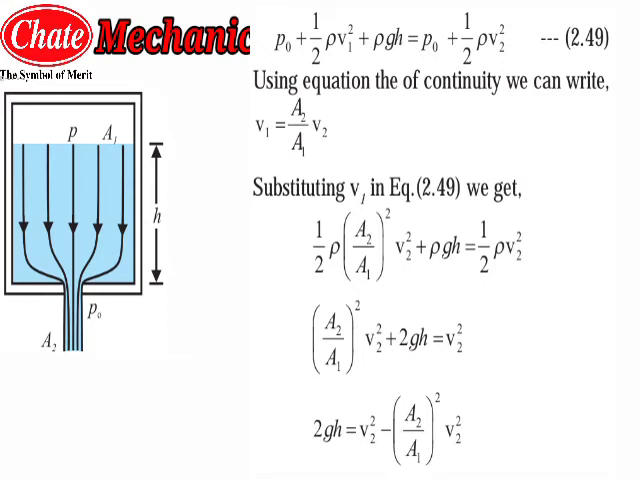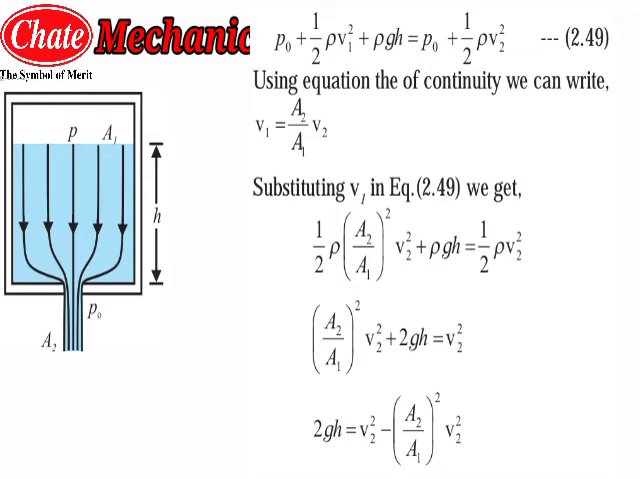Now, as both the inlet and outlet are exposed to the atmosphere, the pressure at these positions equals the atmospheric pressure P0. If the height of the free surface above the orifice is h, Bernoulli's equation is given as P0 plus half rho V1 square plus rho g h is equal to P0 plus half rho V2 square. Using the equation of continuity, A1 V1 is equal to A2 V2, we can calculate the value of V1 as A2 upon A1 into V2.